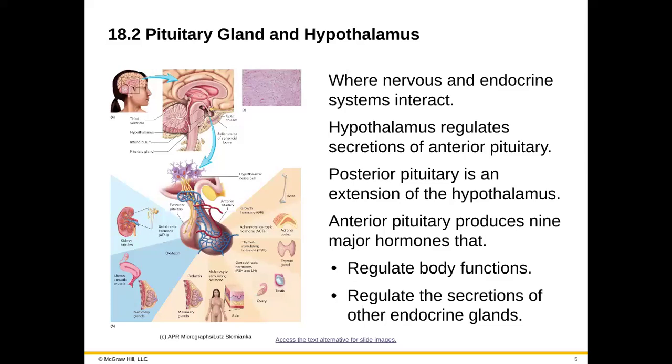Anterior pituitary is going to produce 9 major hormones that play a role in all those functions that we just talked about in the previous video, regulating many of the different body functions, regulating the secretions of other endocrine organs.